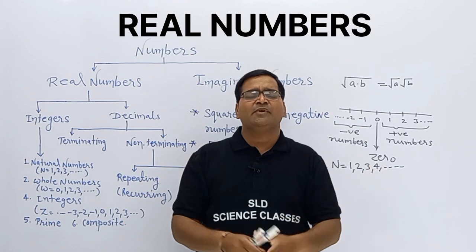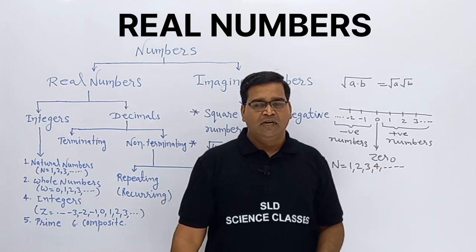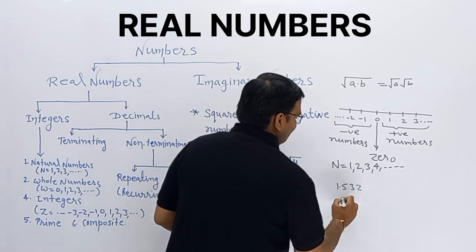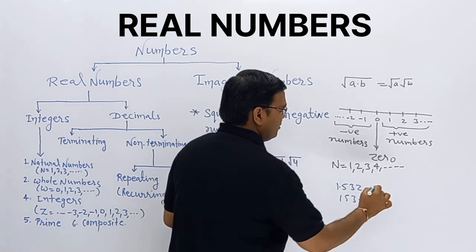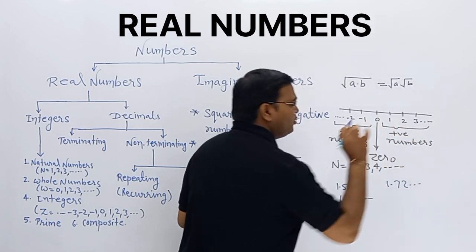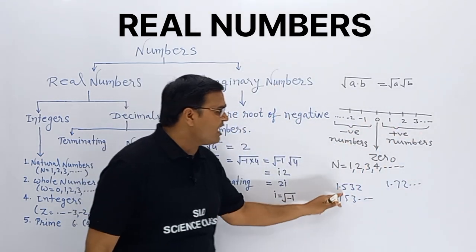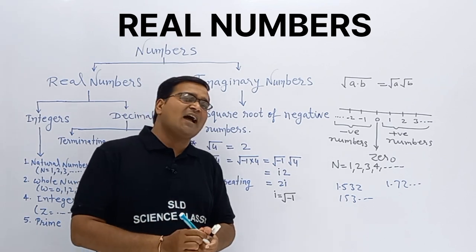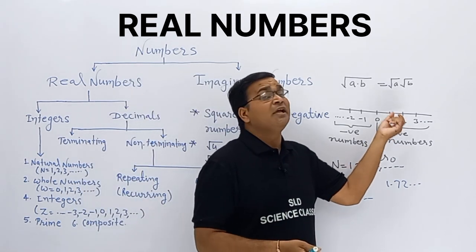And in the decimal numbers we will use a point. Like this: 1.532, 1.53 and so on, 1.72 up to infinity. So these are called decimal numbers. Decimal numbers are having a point and they are in between the two integers.